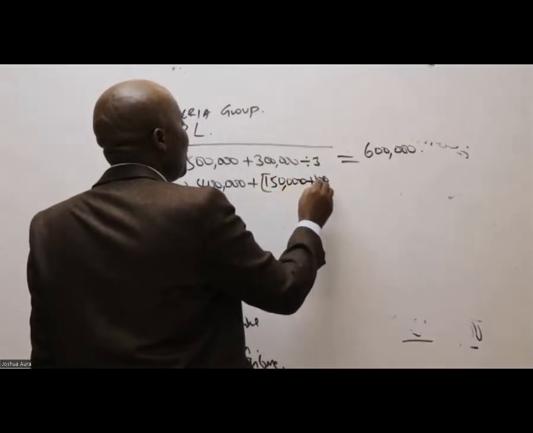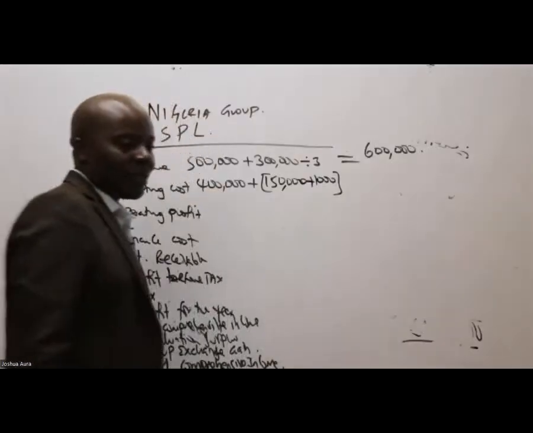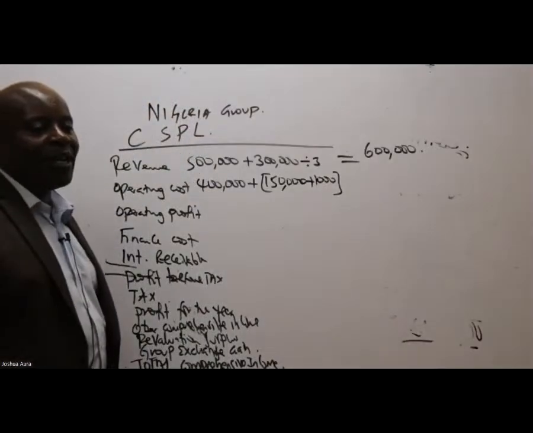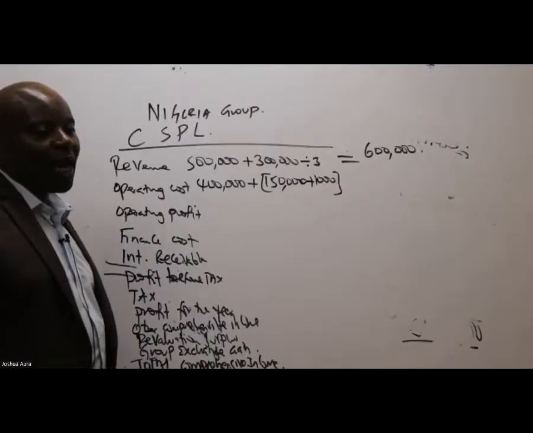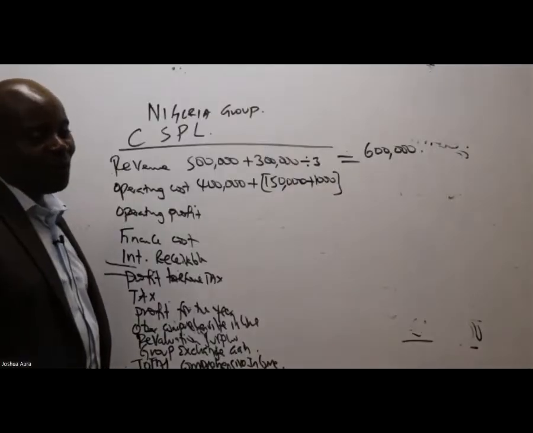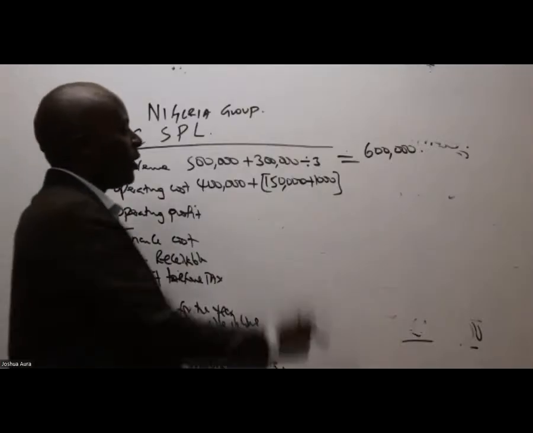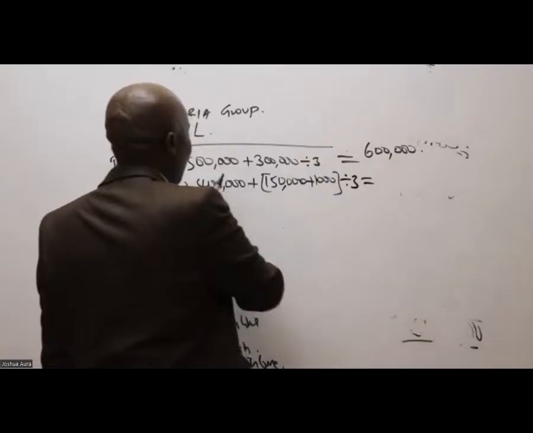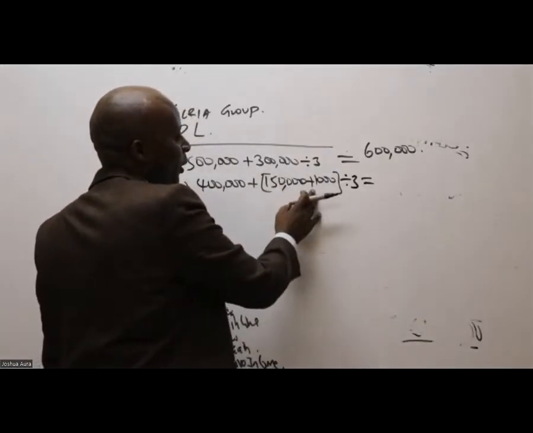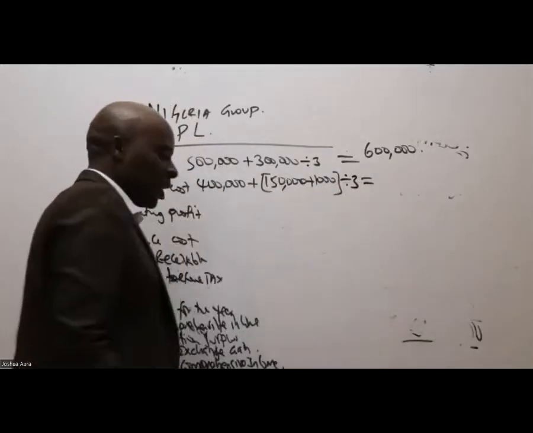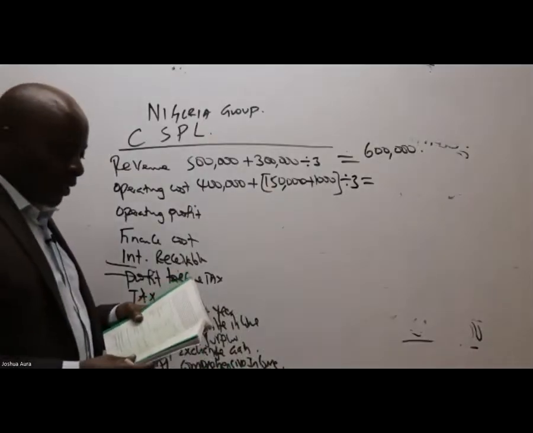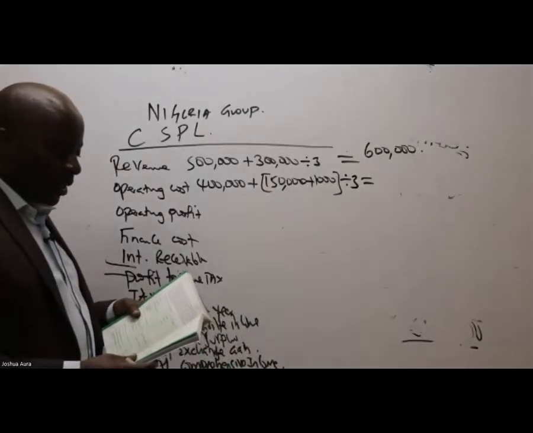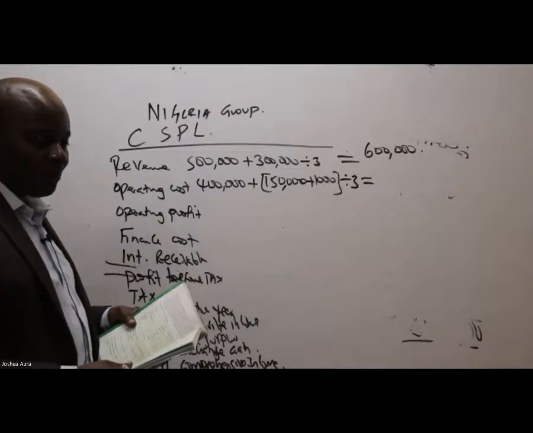But remember, there is another operational cost that so many people will forget. There was an additional depreciation which came because of your fair value adjustment. That automatically will go to the operations. So these two are in DNs, they have to be divided by 3. So please take 400,000 plus 151,000 divided by 3. Give me a figure to write there.